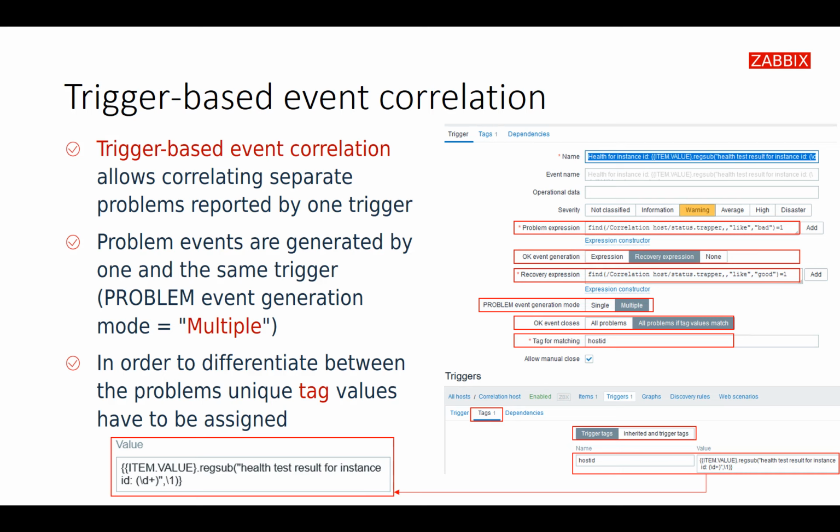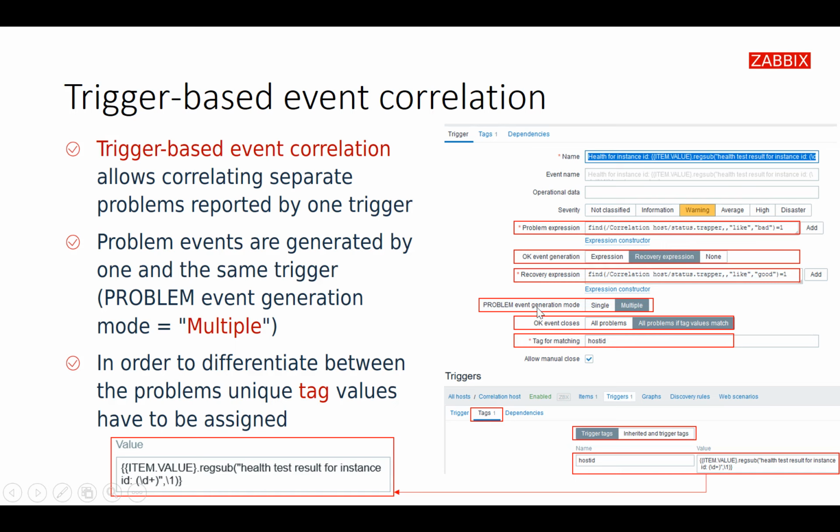In order to do this, you need to specify the problem expression, and that's standard. Then you need to set OK event generation to recovery expression. Define the recovery expression, which is our condition for resolving a problem event. In this example, we are searching the string for the keyword bad to generate a problem event, and for the keyword good to generate a recovery. But if we just do this, the recovery expression would close all the problems generated. So we need somehow to distinguish which entity this recovery and problem event relate to.